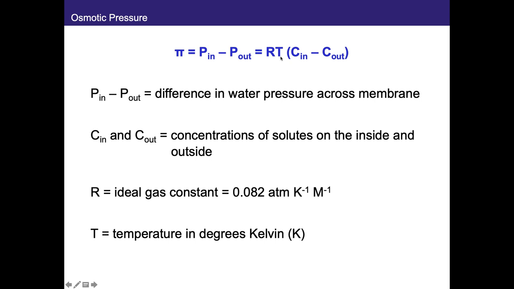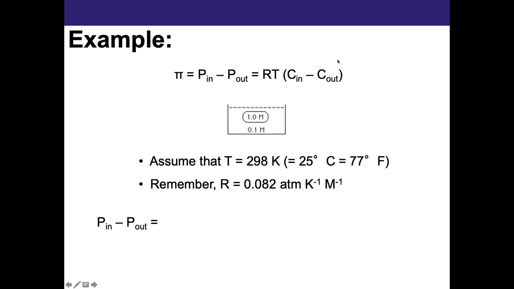For our example, you have to use the ideal gas constant, which is down here at the bottom, 0.082. To adjust to Kelvin, you take 25 degrees Celsius and add 273. That gives you 298. Usually I'll give you the temperature in Celsius, so all you have to do is add 273, multiply that, and then the concentration inside minus the concentration outside. That'll give you 22 atmospheres. There are some animations that you can take a look at at home.